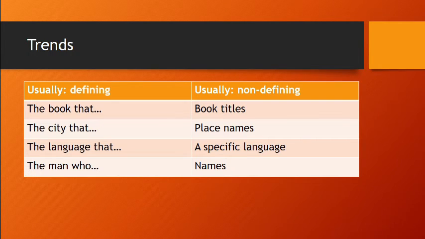On the other hand, if you've got a book title or a place name or the name of a specific language or the name of a person, you don't need to define these people, places, or books. It's already clear what you're talking about, and everything else that you mention is just extra information. Here you've got to use commas, and you cannot use the word that. Let's have a look at some more examples.